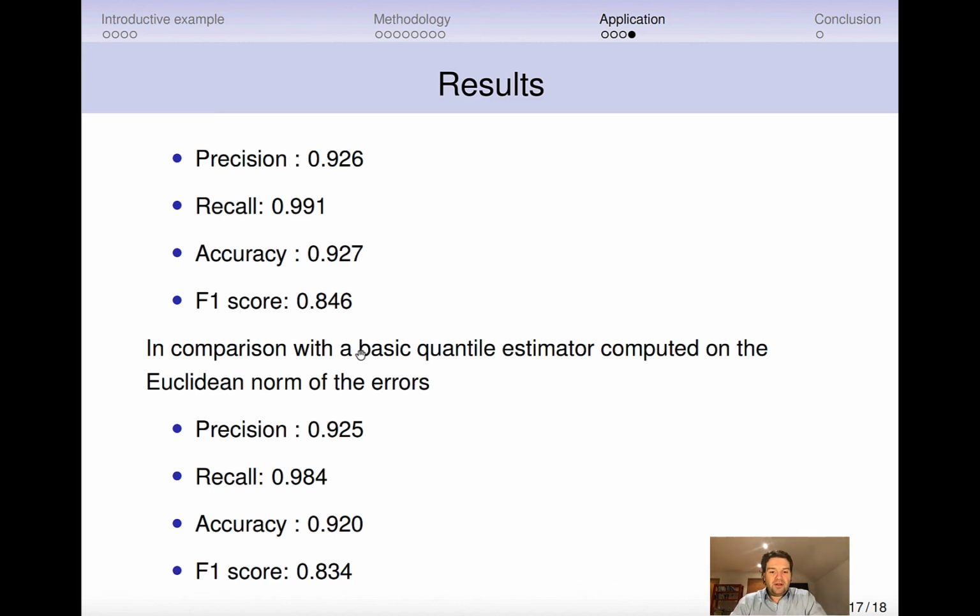We have made a comparison with a basic quantile estimator. We can also take a basic quantile estimator of the squared errors, the Euclidean norm of the errors epsilon hat. We could construct a quantile estimator and say, okay, for a given quantile, I'm going to choose the one that gives me the smallest error. It's not a technique that could be applied in practice, because you have to choose the quantile. And here, we choose the best quantile for this quantile estimator.